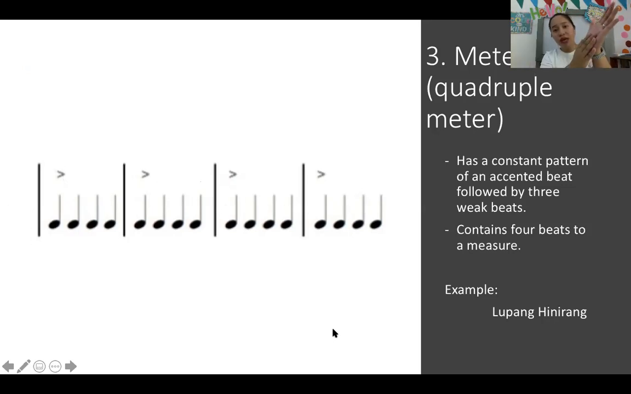1, 2, 3, 4. 1, 2, 3, 4. 1, 2, 3, 4. 1, 2, 3, 4. Example here is Lupang Hinirang. How do we do it?